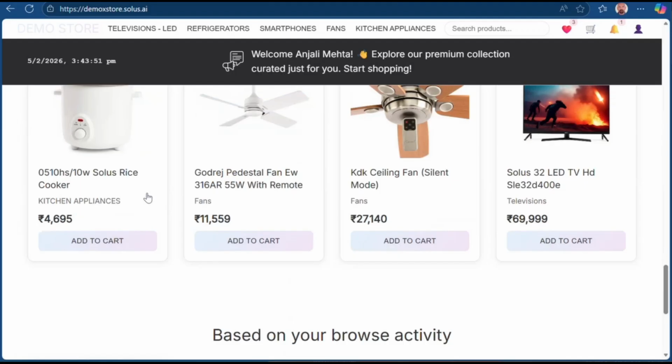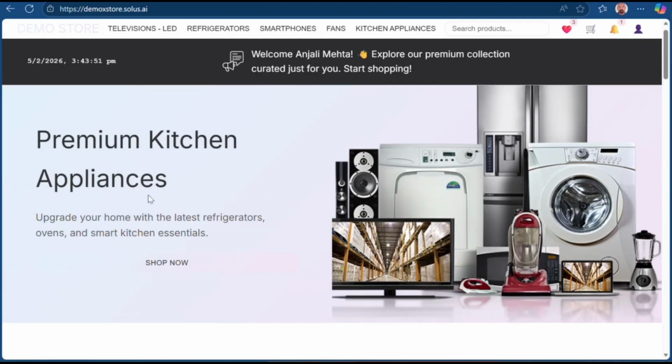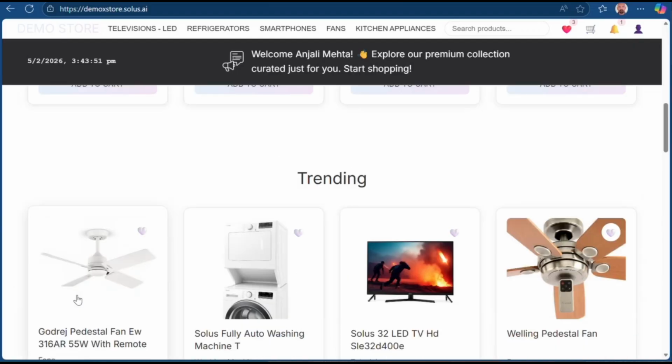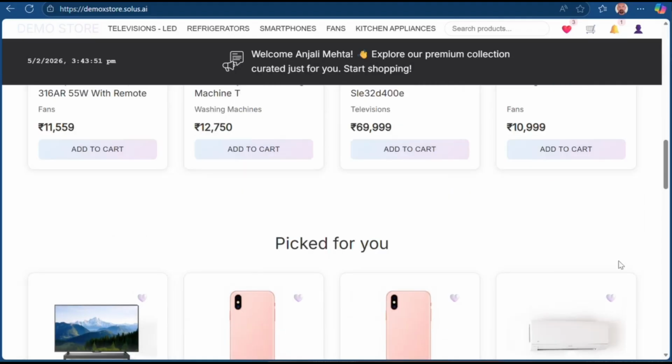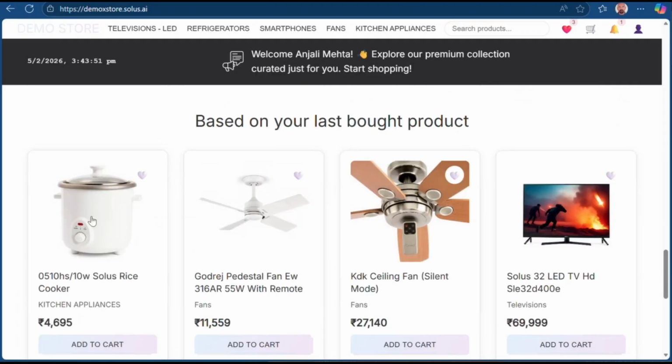Okay. So one way of thinking about it is that your use case layer is essentially what determines what these widgets are. Each of these widgets is basically one use case, essentially one story. Picked for you is the hybridizer widget, based on your preferences, the preference vector. Based on your last bought product, what am I doing here? I'm saying I want to look at product level associations, but I want to see how those associations work with whatever this customer bought last.